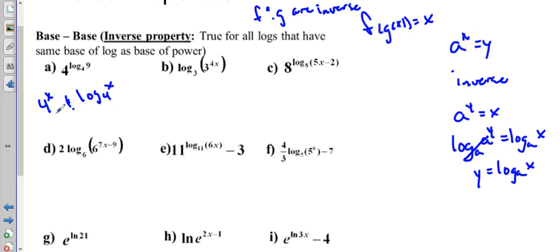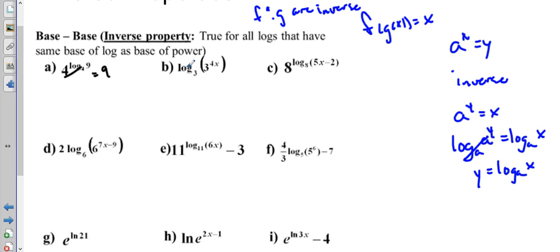That means if I compose them inside of each other, if I plug this in for that value right there, 4 to the log base 4 of x would equal x. Those are inverses of each other, and would equal x. And that's why right here, whenever you have these properties of exponents, 4 to the log base 4 of 9, the exponential and the log cancel out, we're left with 9.